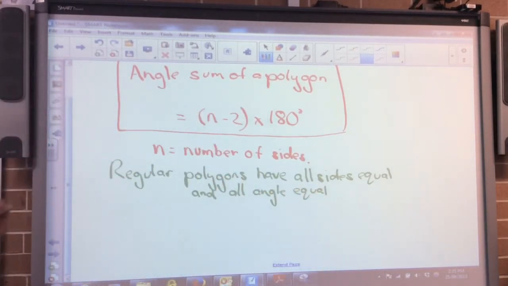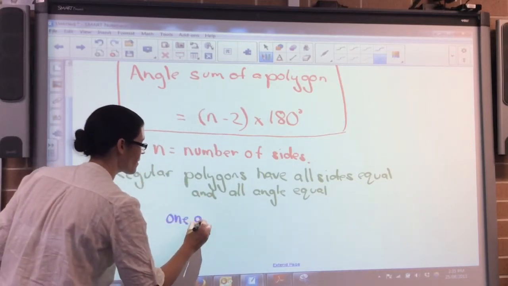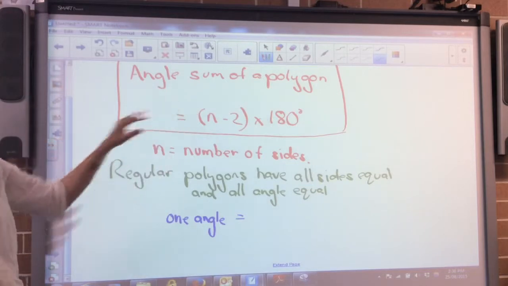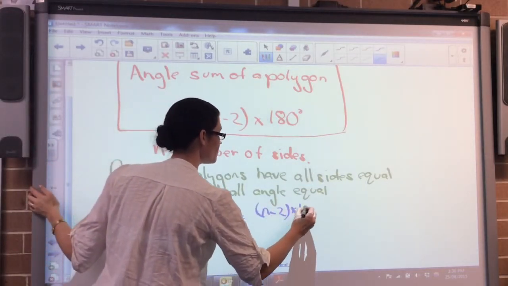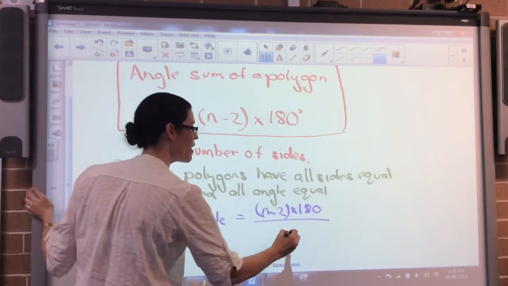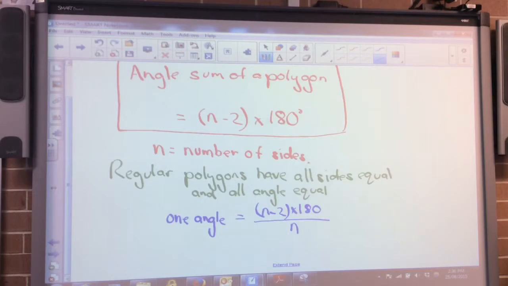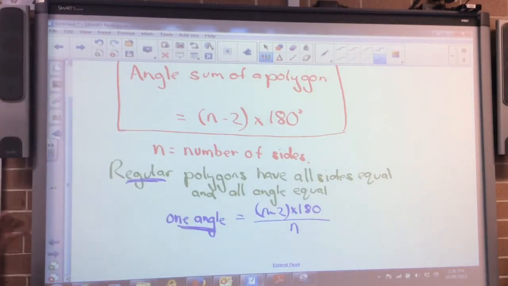So if I wanted to find one angle, it would equal the angle sum, which we know is n minus 2 times 180, divided by the number of sides. That would tell me how big one angle was. Only for regular, okay? That only works for a regular polygon.